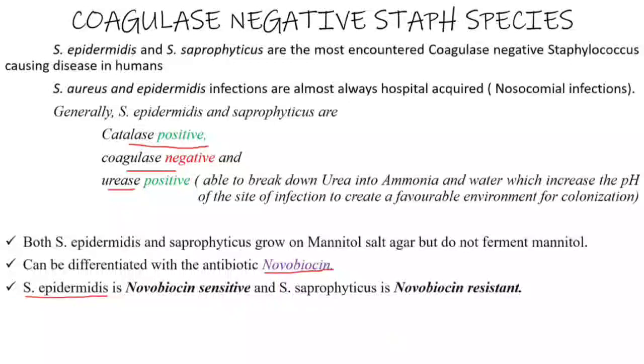So when you have a staph which is catalase positive, coagulase negative, urease positive, and you want to know the actual species it is, we use novobiocin. And when it's sensitive, it's epidermidis, and if it is resistant, then it is saprophyticus.